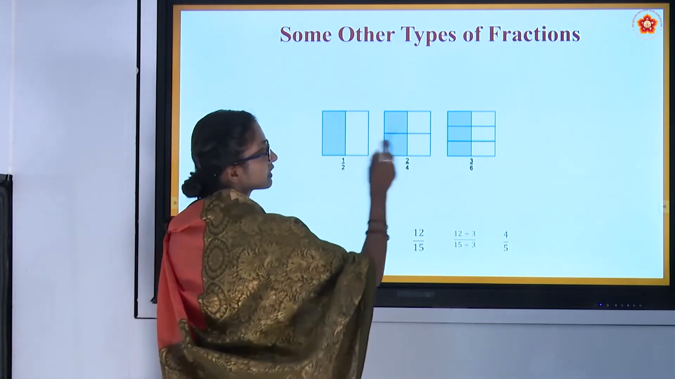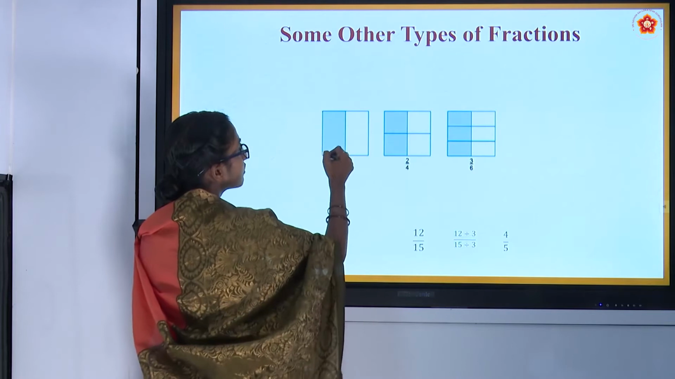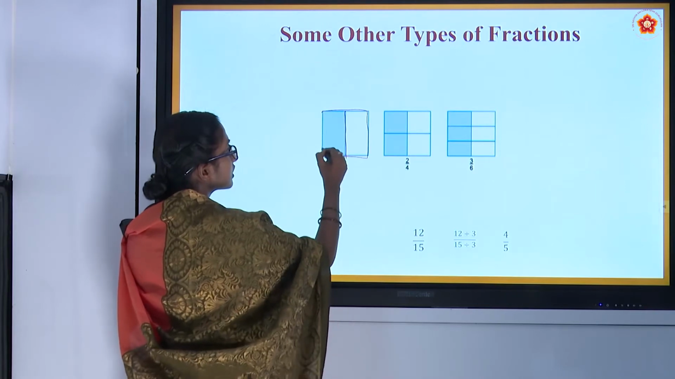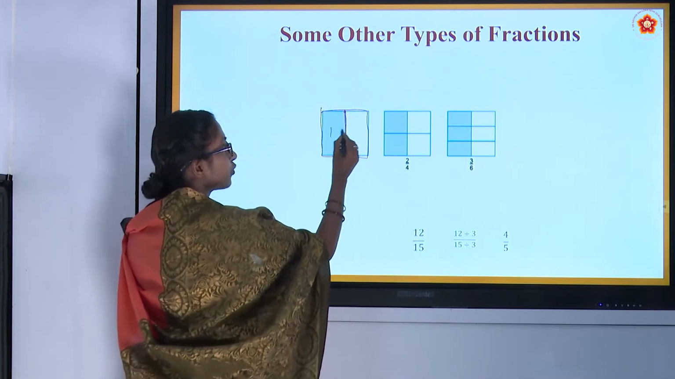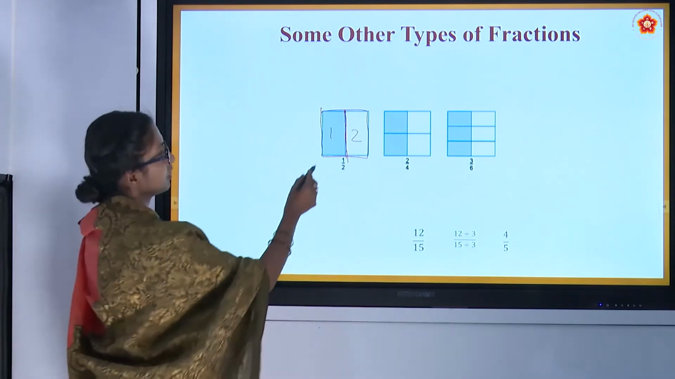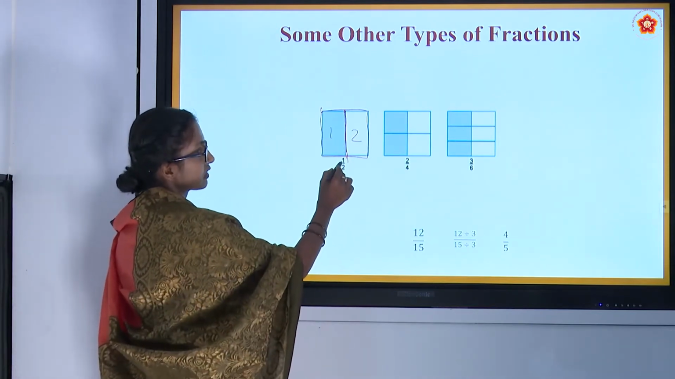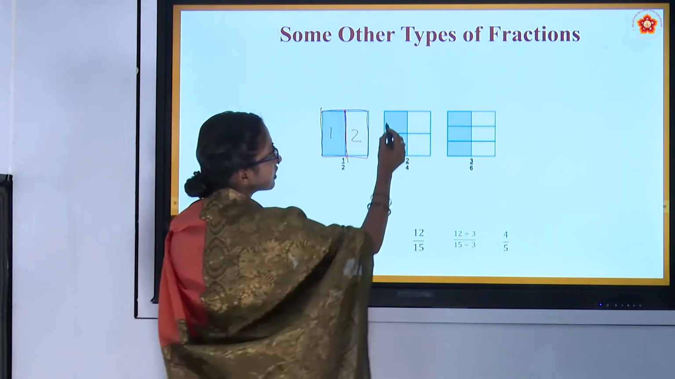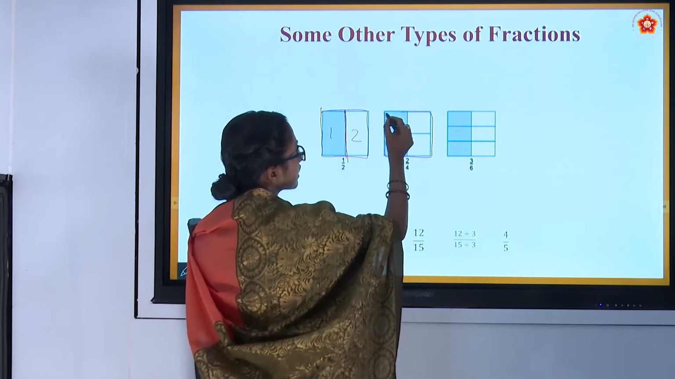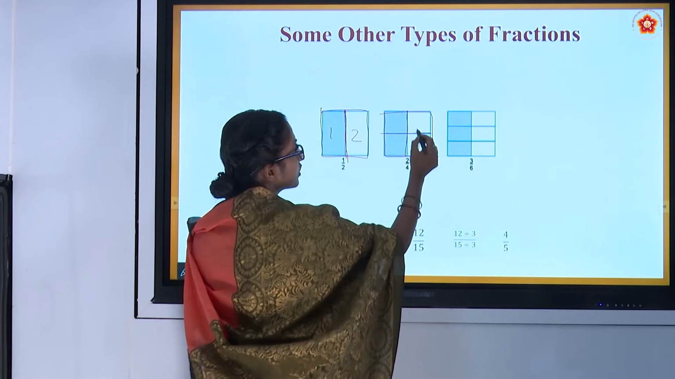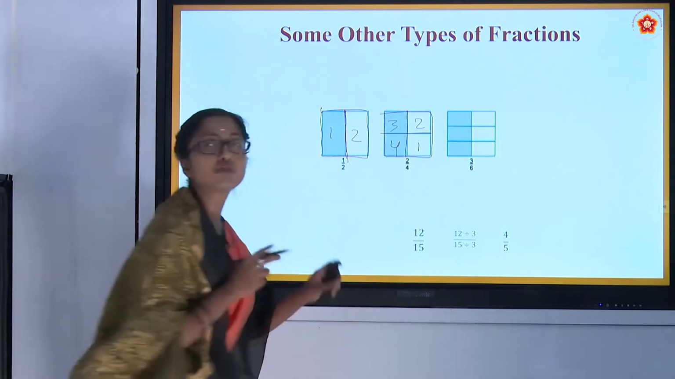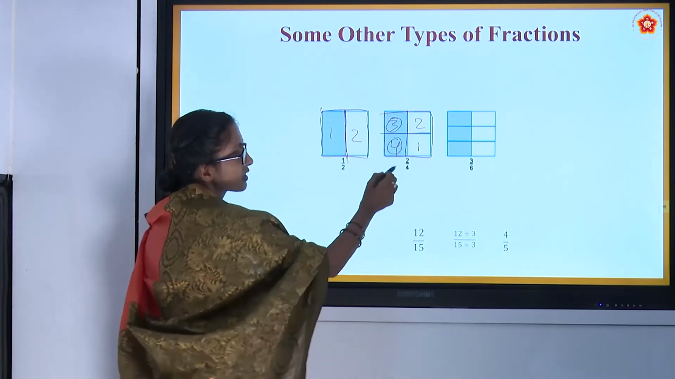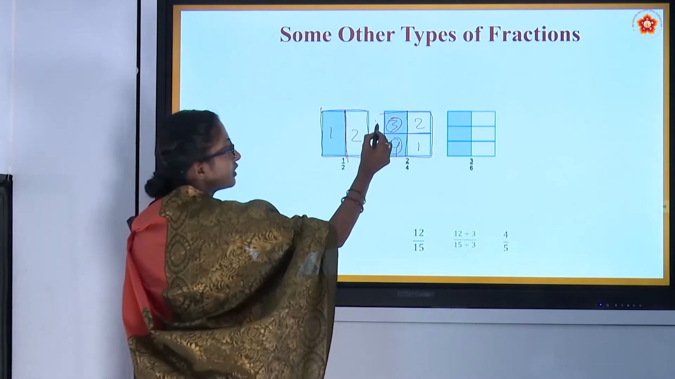Observe here, there are 3 boxes. One is divided into 2 parts, right? You can observe here, they are dividing it into 2 parts. Among them, only one part is shaded, right? So, it is written as 1 by 2. Here, 4 parts are there in total. 1, 2, 3, 4. Among 4 parts, only 2 parts are shaded. That is box number 3 and 4 is shaded. Only 2 parts. 1, 2.